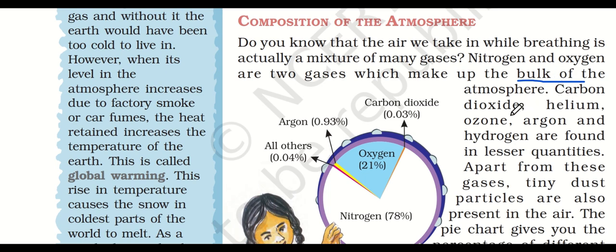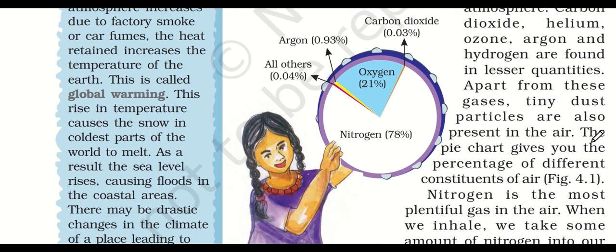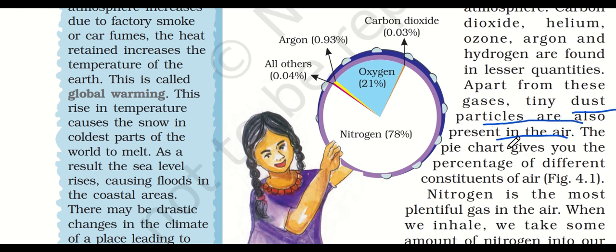Carbon dioxide, helium, ozone, argon, and hydrogen are found in lesser quantities. Apart from these gases, tiny dust particles are also present in air. The pie chart gives you a percentage of different constituents of air.